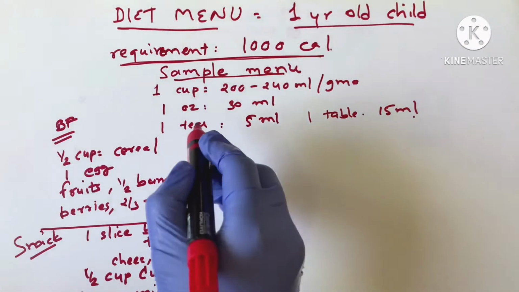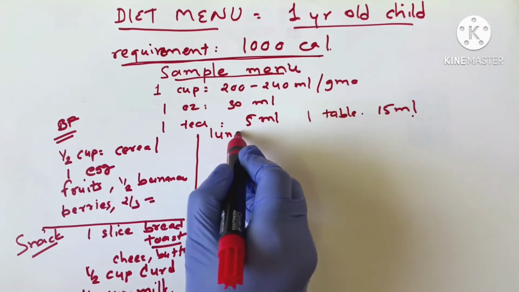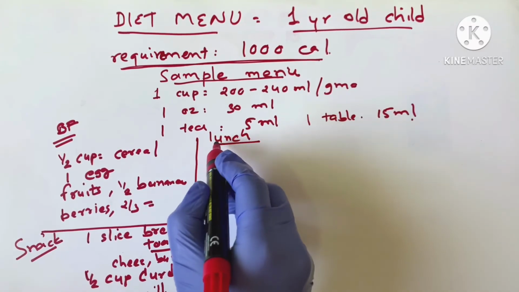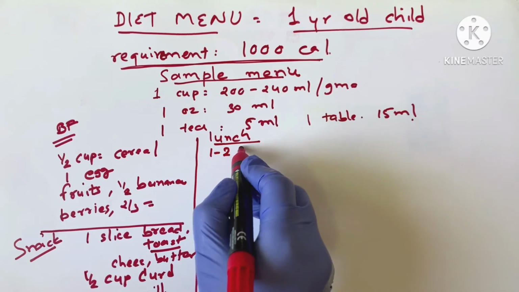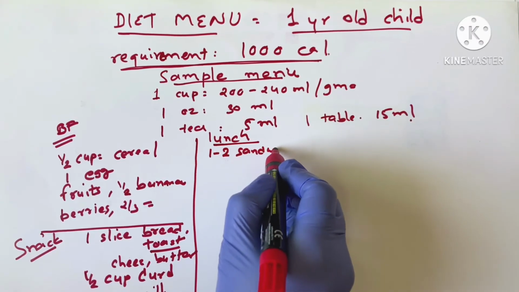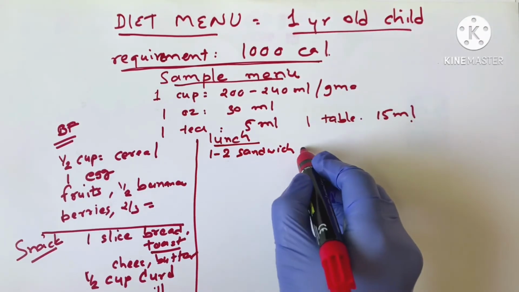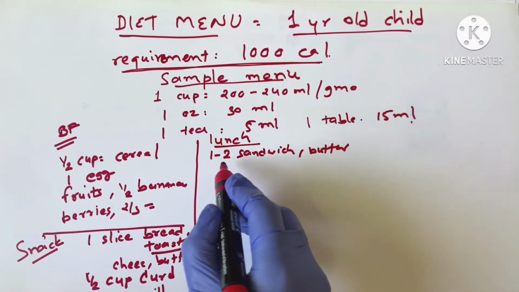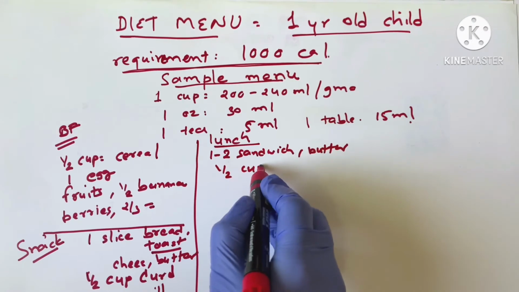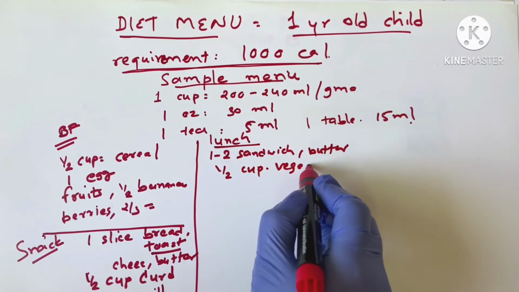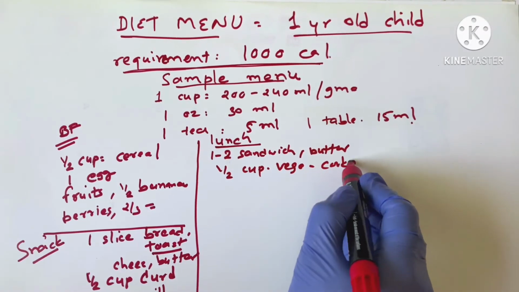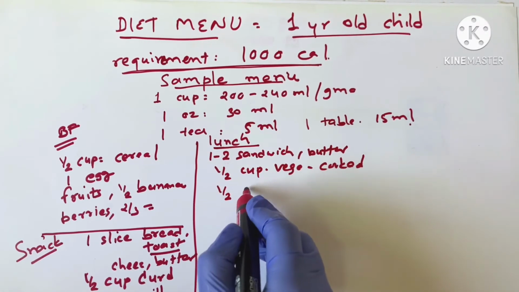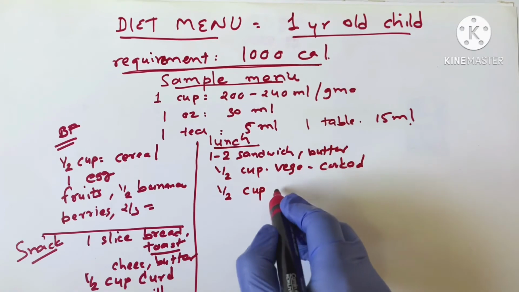The next serving we can keep as a lunch. In the lunch you can give 1 or 2 sandwiches. You can apply some butter over it. You can give half cup of vegetables, which can be cooked and given. You can give half cup milk.